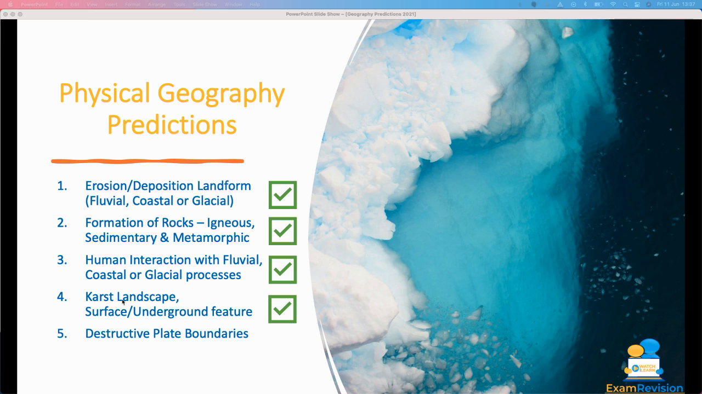I said the karst landscape, make sure you know that. And I was delighted to see that question come up in 2B. So examine how different rock types produce distinctive landscapes. That's your karst landscape. And then the other one that I gave you was the destructive plate boundaries. It didn't come up as just destructive plate boundaries, but if you learned off destructive plate boundaries, you would have been able to answer lots of question 1C when explaining how the occurrence of earthquakes happen, because they happen at destructive plate boundaries. So by just looking at ExamRevision's physical geography predictions, 4 out of 5 come up. You would have been able to answer that section, and some of you might have answered two questions like this year for that section.